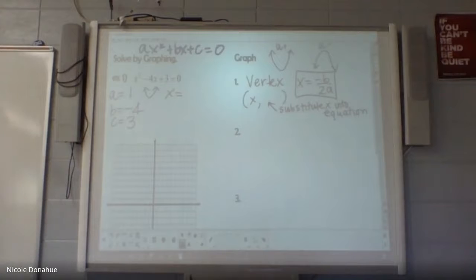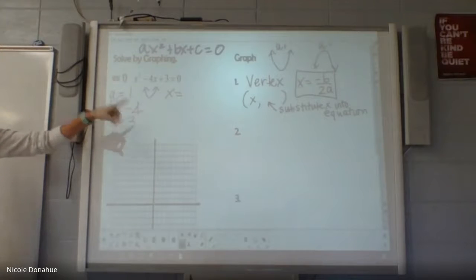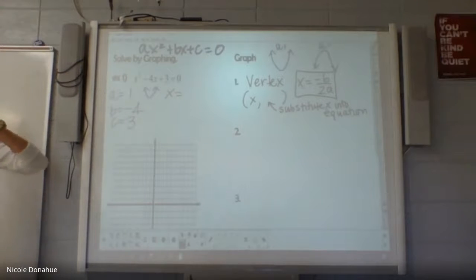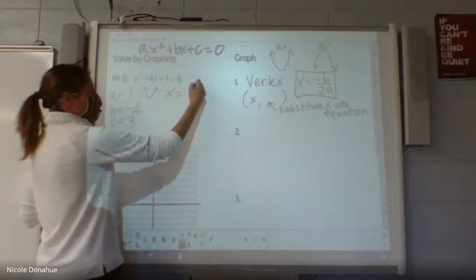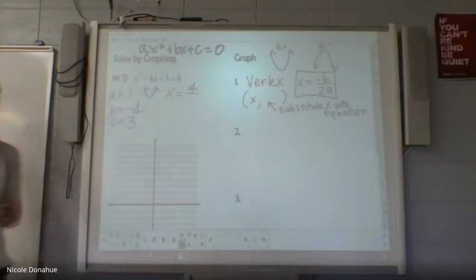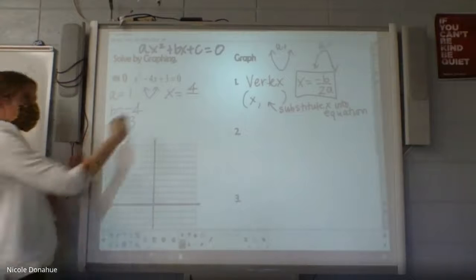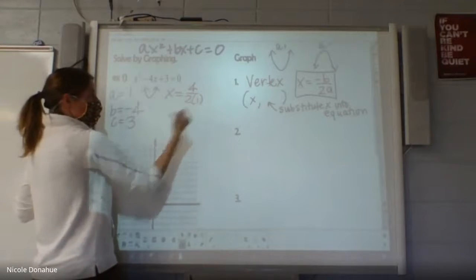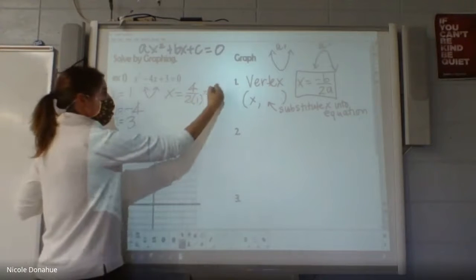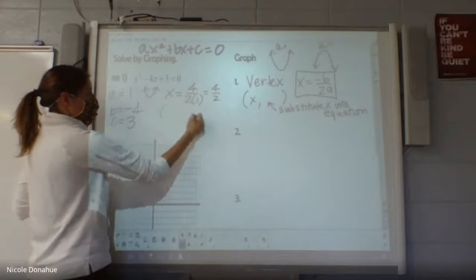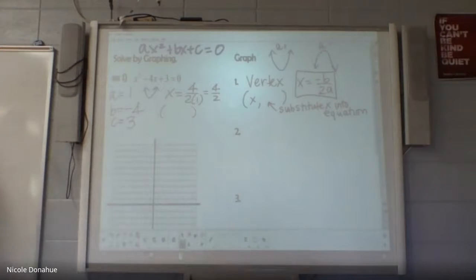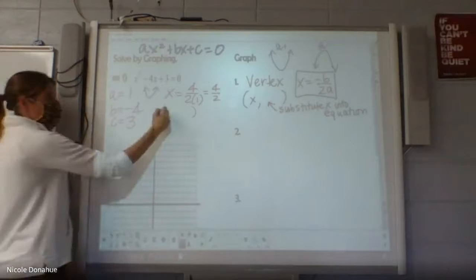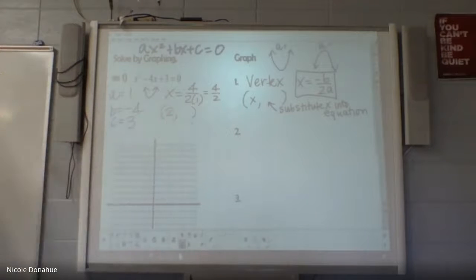Just like our warm-up, negative b over 2 times a. Well, b is actually negative 4, so when I put it on the top of the fraction, it'll look like positive 4, over 2 times a, which is 2 times 1. So what's the x coordinate of my vertex? 2. So it's 2 comma something.